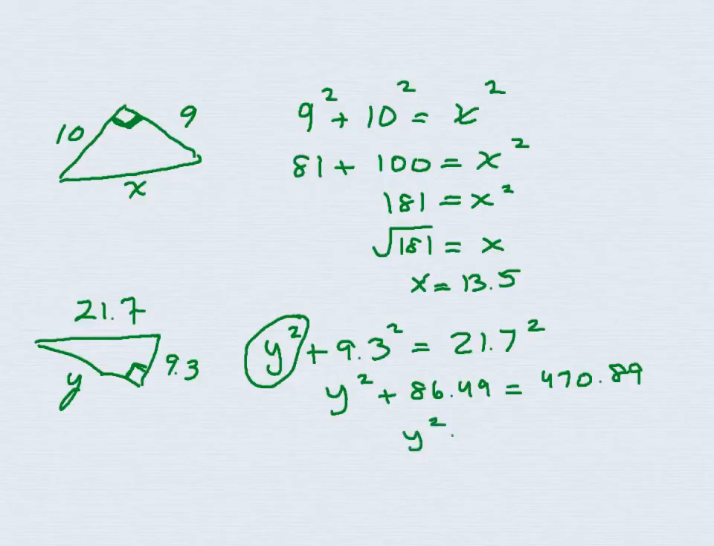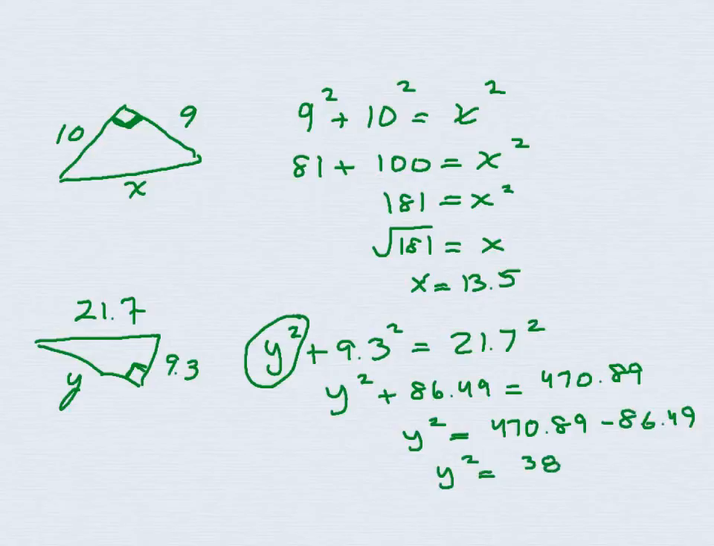Get your letters on one side, numbers on the other. So you got to do 470.89 minus 86.49. And again, if you're comfortable with your calculator, you can probably do this all in one step. Bottom line, you want to find out what the square root of 384.4 is to get the value for y. So you plug that into your calculator.